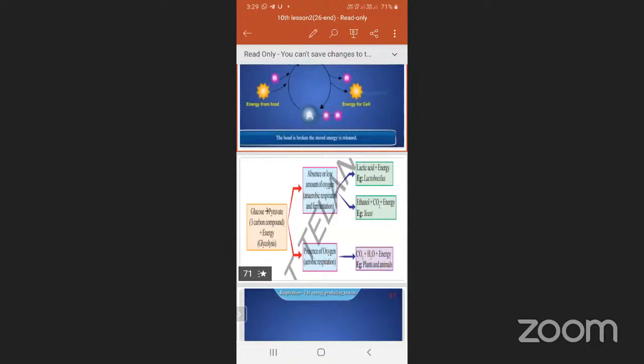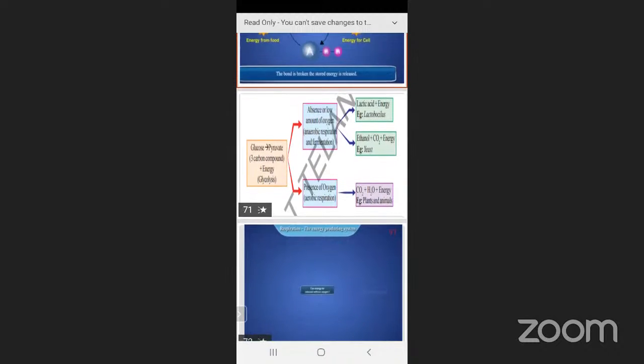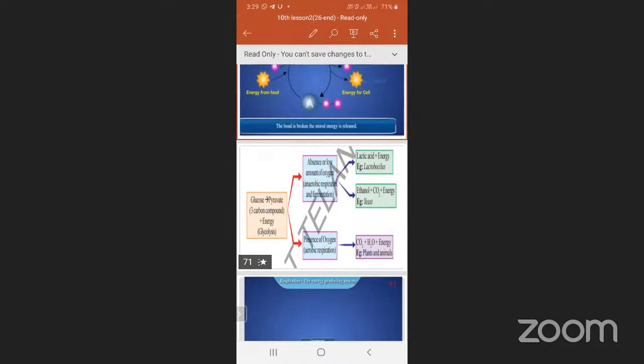What about the anaerobic respiration side? Here we can take two examples: Lactobacillus bacteria and, on the other side, yeast. With the absence or low amount of oxygen, anaerobic respiration and fermentation, if yeast is involved, it produces ethanol and carbon dioxide, and energy is released. Next, what about lactic acid plus energy? Lactobacillus bacteria.